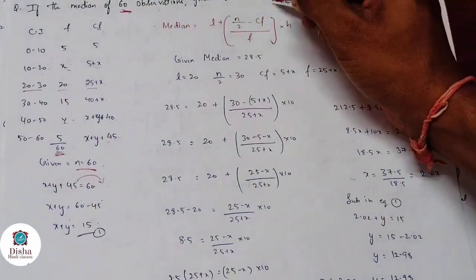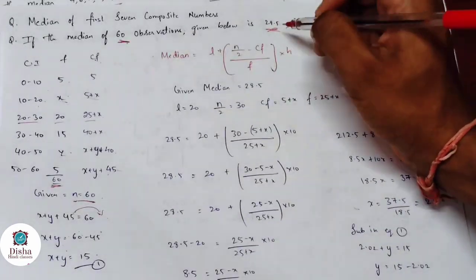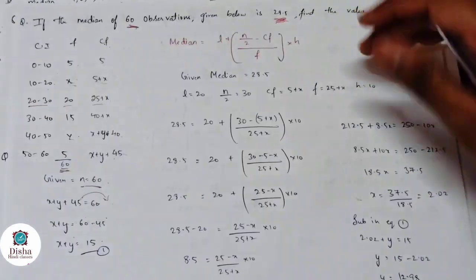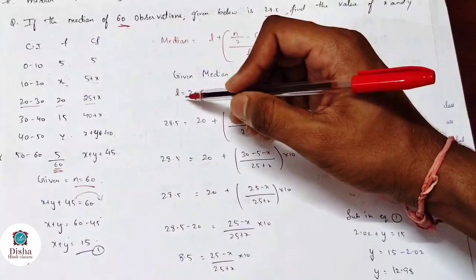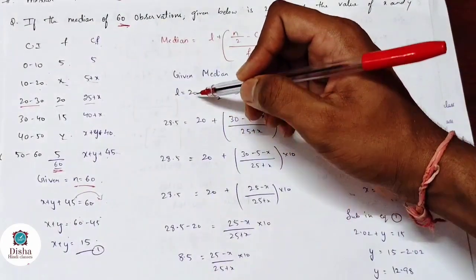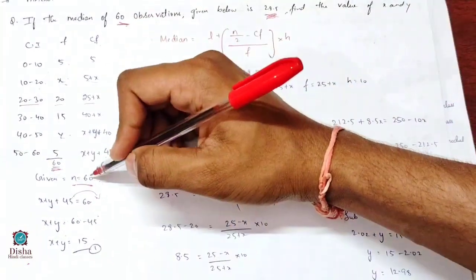So as the median is given already, that is 28.5. Now we have to consider the values as L. What is L? Lower limit of the median class.